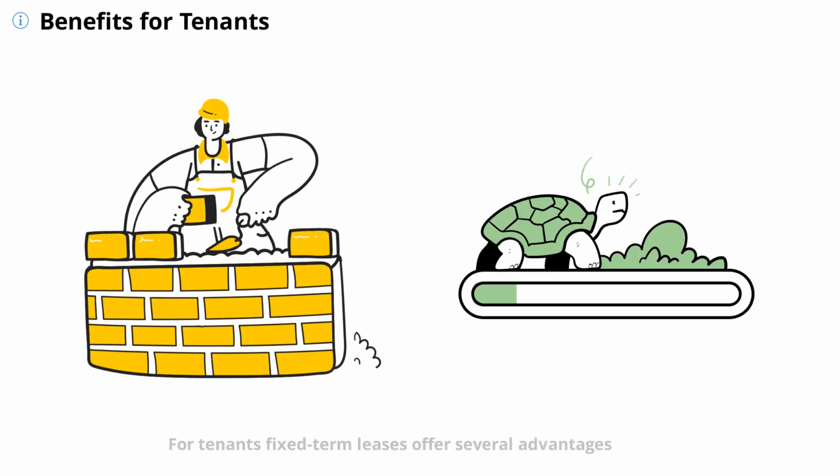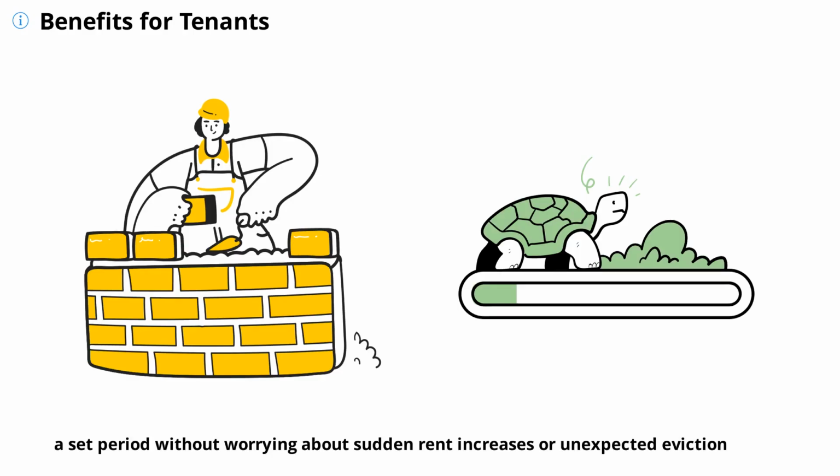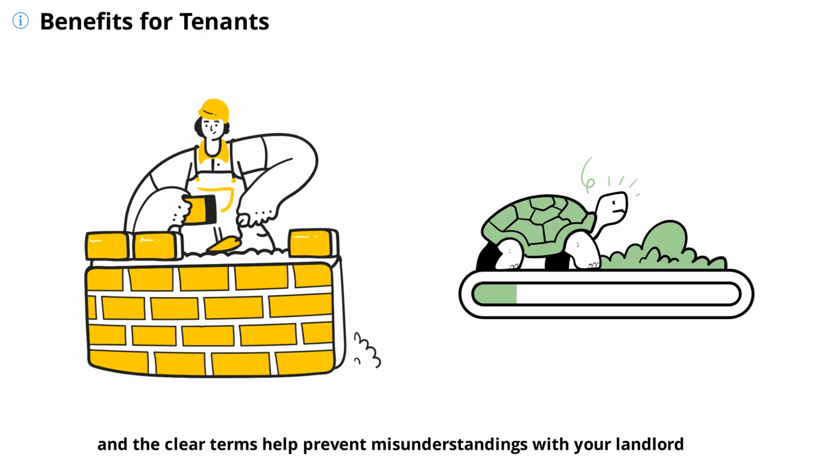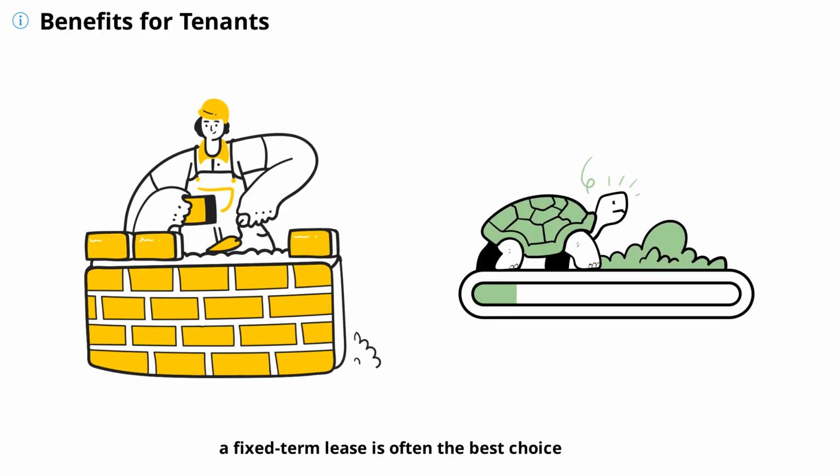For tenants, fixed-term leases offer several advantages. The most significant is stability, knowing you have a place to live for a set period without worrying about sudden rent increases or unexpected eviction. Fixed rent means you can budget more easily, and the clear terms help prevent misunderstandings with your landlord. If you value security and predictability, a fixed-term lease is often the best choice.